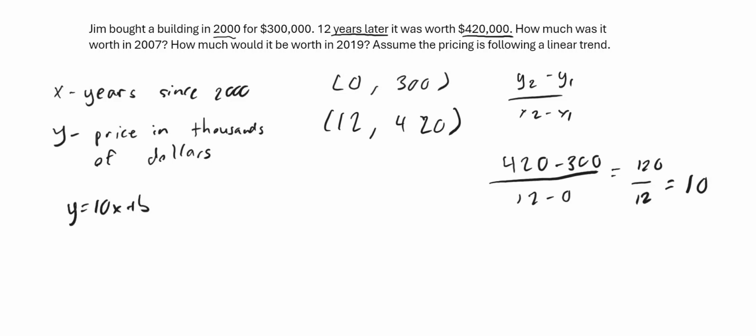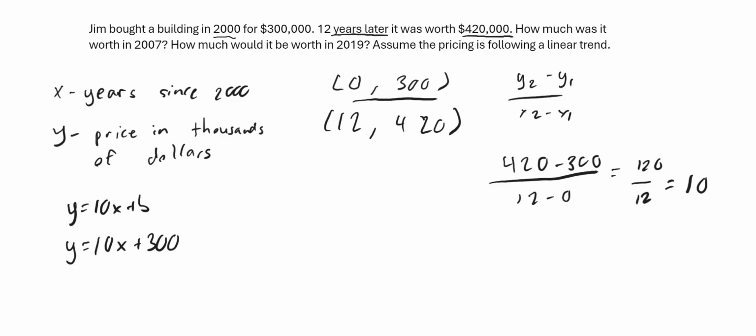As for our y-intercept, we already have it right here, (0, 300). So instead of solving for it, we can just substitute that right in. So y equals 10x plus 300. So now we'll have to figure out how much it was worth in 2007 and 2019.